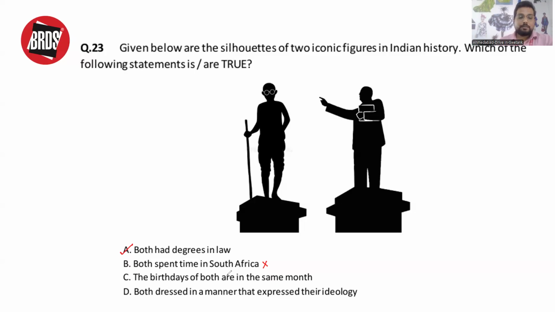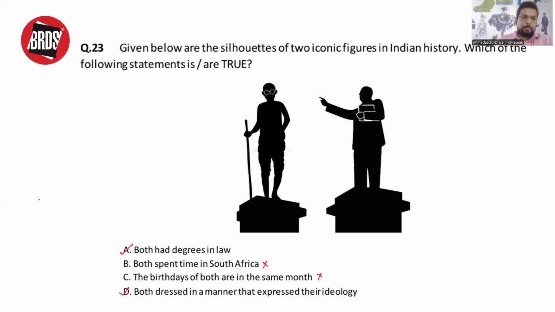Their birthdays are in the same month. No, it is Mahatma Gandhi in October, while B.R. Ambedkar is in April. So even that is not correct. Both dressed in a manner that expressed their ideology. Definitely a correct one. Mahatma Gandhi was in that Khadi movement, so his dress of wearing Khadi represents his ideology, while B.R. Ambedkar used to wear a very specific blue blazer and pant, which represented his ideology related to the law and the constitution. So the correct answer for the question is A and D.